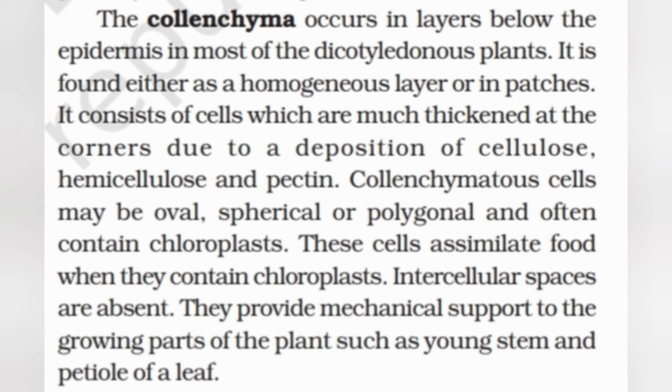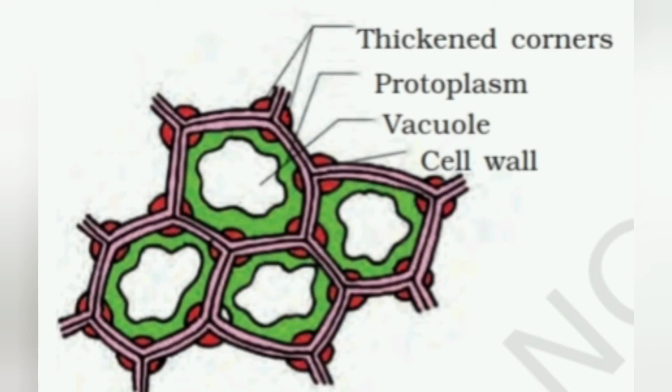petiole of the leaf. So basically they are meant for the mechanical support, because they do not have any intercellular spaces. So they are stiff in nature. They are hard in nature. So they are good for providing the mechanical support to the plant. Let us see how the cells look. Because their walls are thickened and they have depositions at the corners of pectin, cellulose and hemicellulose, the cells are not having any intercellular space. They have a large vacuole and due to thickened corners and thickened cell wall, they are good for providing mechanical support. So these are the collenchyma cells.